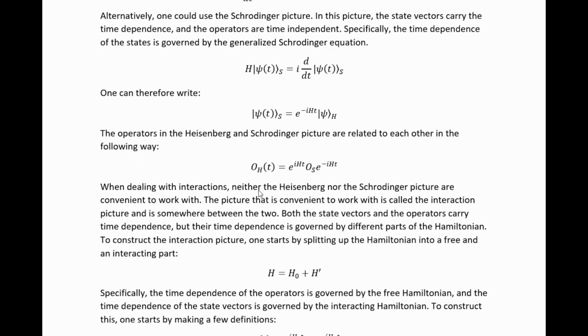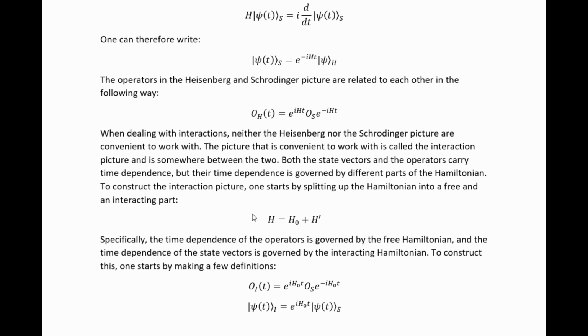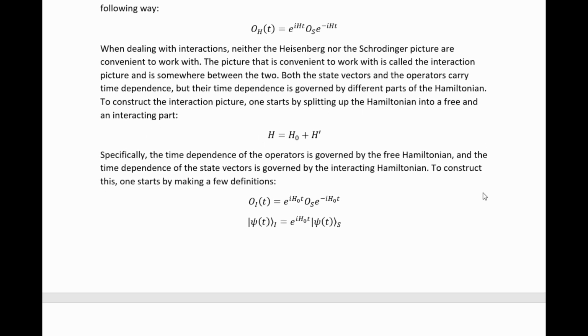When dealing with interactions, neither the Heisenberg nor the Schrödinger picture is convenient to work with. The picture that is convenient to work with is called the interaction picture and is somewhere between the two. It's sometimes also called the Dirac picture. In this picture, both state vectors and operators carry time dependence, but their time dependence is governed by different parts of the Hamiltonian. To construct the interaction picture, one starts by splitting up the Hamiltonian into a free and interacting part. H naught here is the free part and H prime is the interacting part.